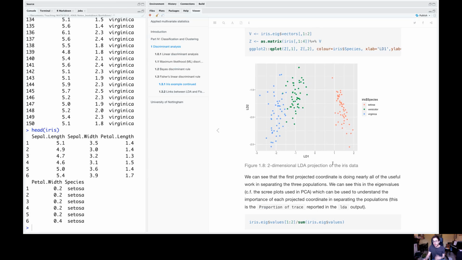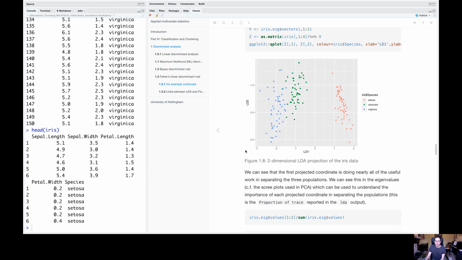And look how well it's done, okay? The first coordinate is on the x-axis here, and you can see that it almost perfectly separates out the three populations. If I drew a vertical line here and a vertical line here, we would have close to perfect prediction accuracy. We saw that earlier, right, in the linear discriminant analysis. We had 98% prediction accuracy. It'd be very similar here for Fisher's discriminant analysis.